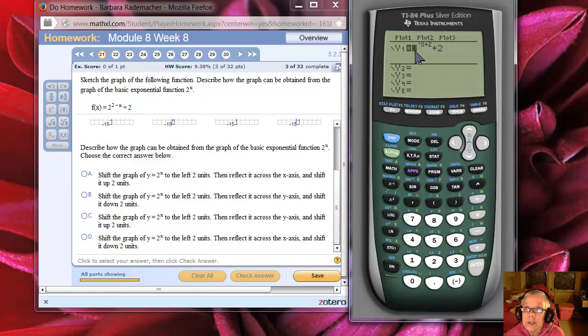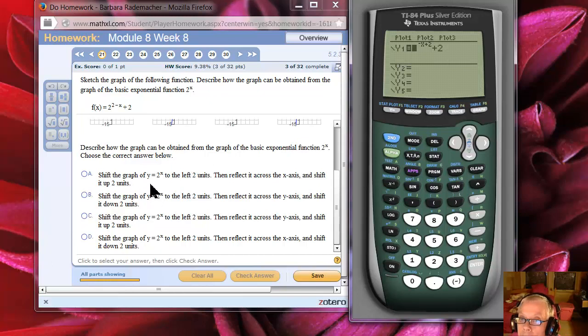So we're going to take the graph of 2 to the x, flip it around the y-axis, move it to the left 2 places, because remember, we're going to go in the opposite direction from the sign. And then, this is our vertical shift, we're going to go up 2 places. So let's find something that says that.